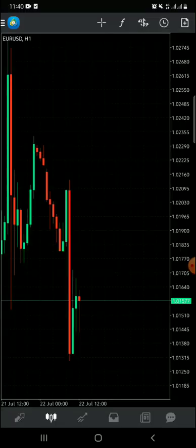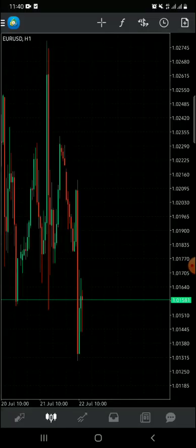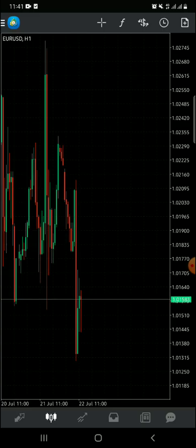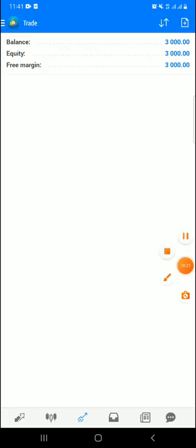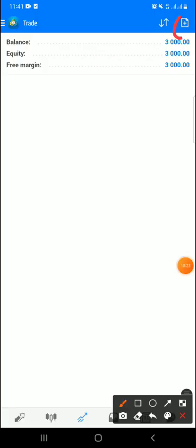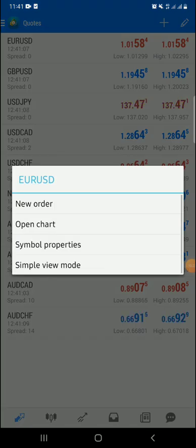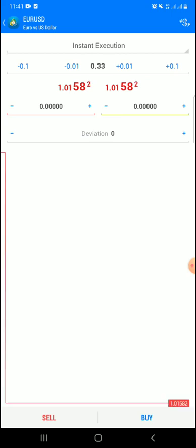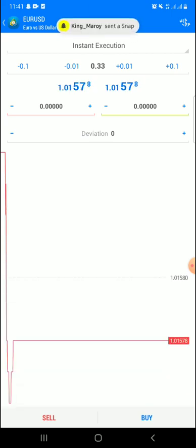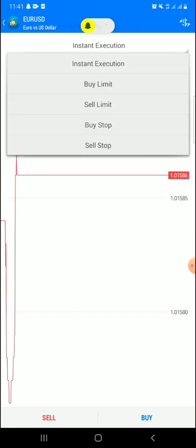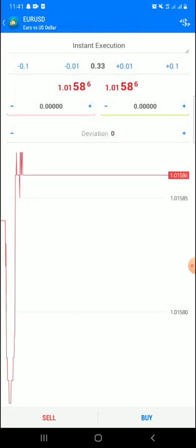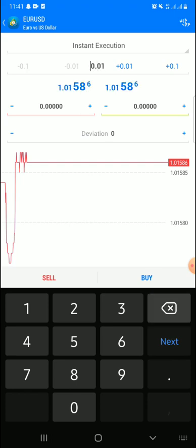Now, if we want to enter a trade, let's say this is Euro USD, and let's just say we want to buy. I'm going to click here because this is the place to start a trade. There are different ways to start a trade. You can even go to the Euro USD and click on New Order. Once you do that, we have different trading orders, but right now we are on instant execution. This is what we call the lot size. The lot size are these figures that are here.